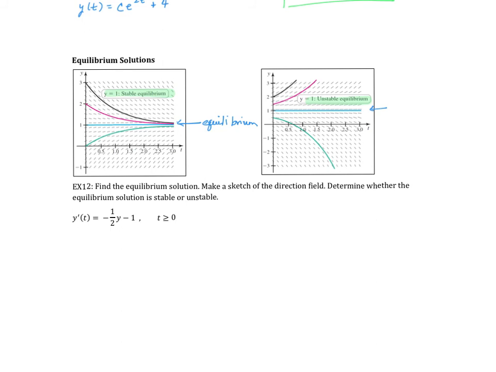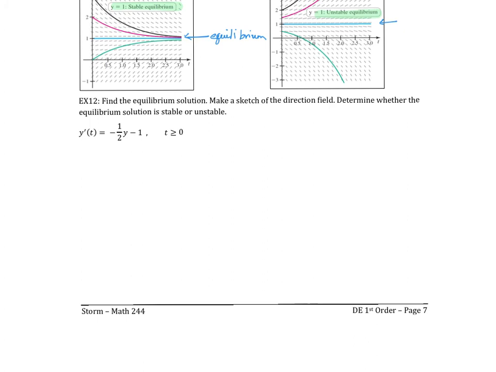In example 12, we want to find the equilibrium solution. We're going to make a sketch of the direction field and determine whether the equilibrium solution is stable or unstable. We're going to do what we did before. We're going to first find our equilibrium solution, which is simply the constant solution. So that would be where the derivative is equal to 0, right? So I'm solving the equation 0 equal to negative 1/2 y minus 1, and that will give me negative 2 is equal to y. That would be my equilibrium solution.